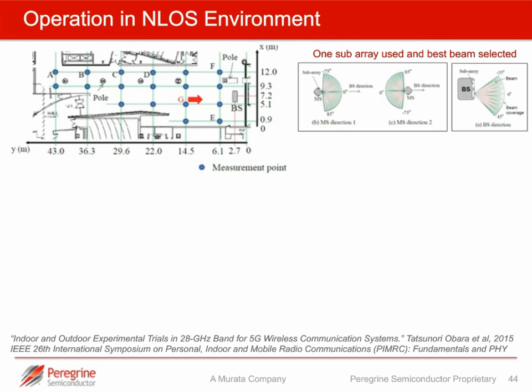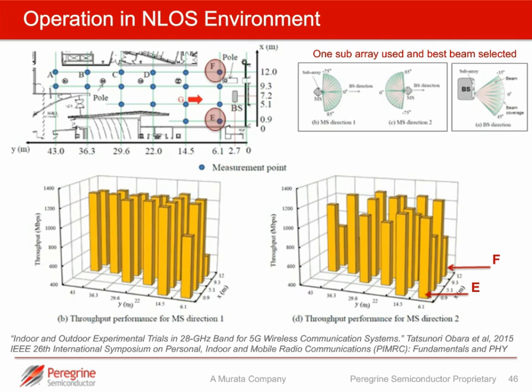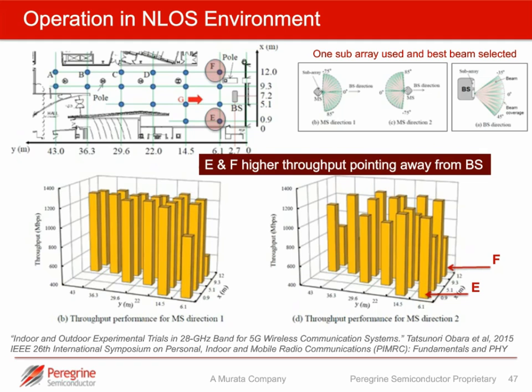And what we can show is, if we look at these two examples, case F and case E, that E and F have higher throughput when they're pointing away from the base station. So if you compare the plot on the bottom left, in that case the base station and the mobile station are pointing towards each other. In the case on the right, the mobile station is pointing away from the base station.